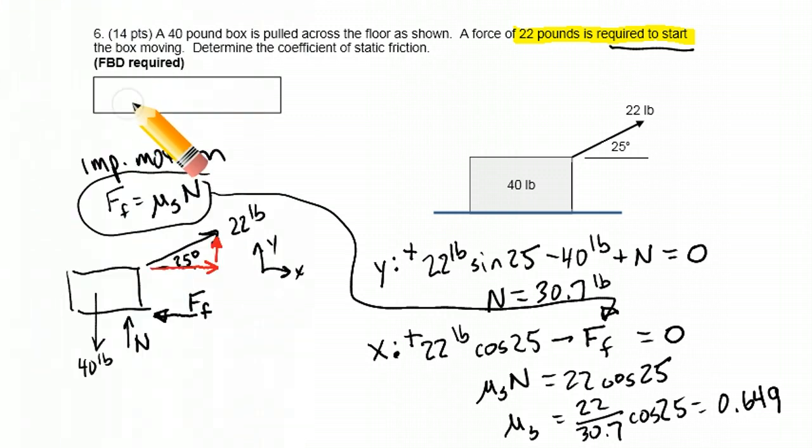Alright, that wasn't too bad. 0.649. Coefficient of static friction and kinetic friction are both unitless. These were both pounds over pounds. Of course, cosine of 25 is a unitless number as well.